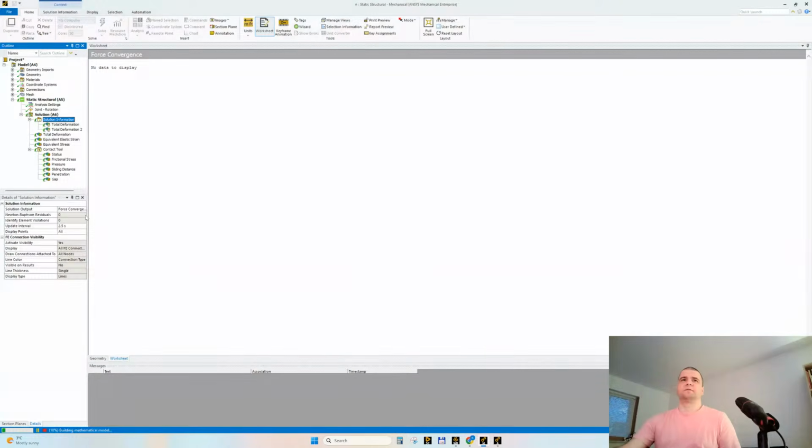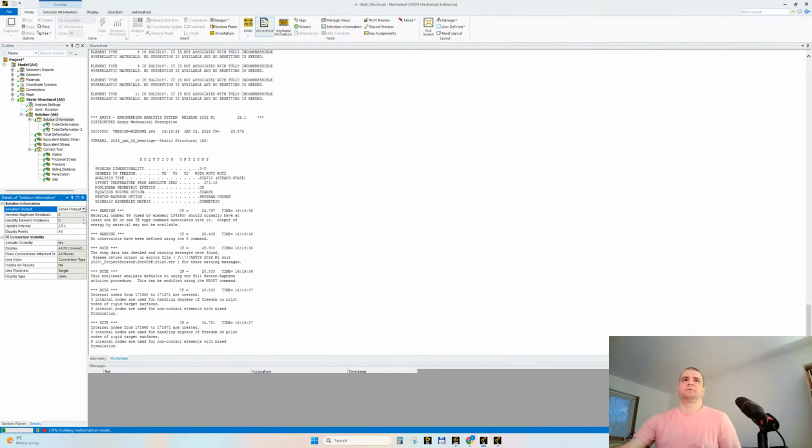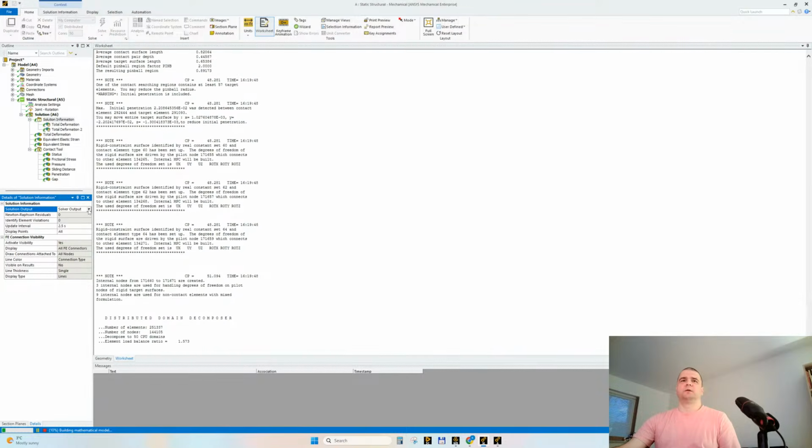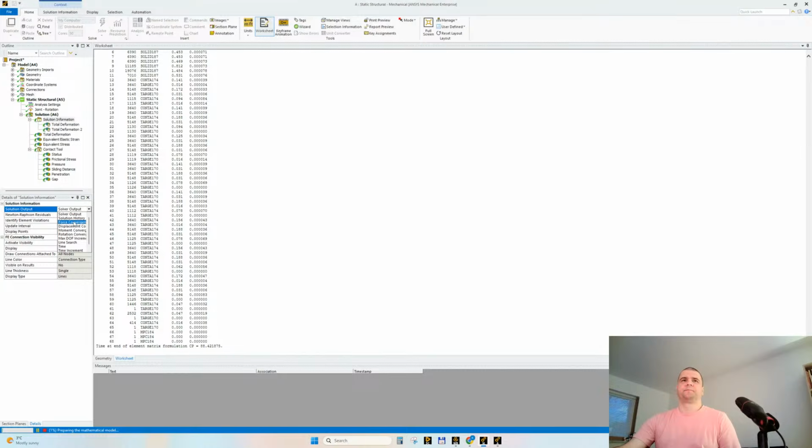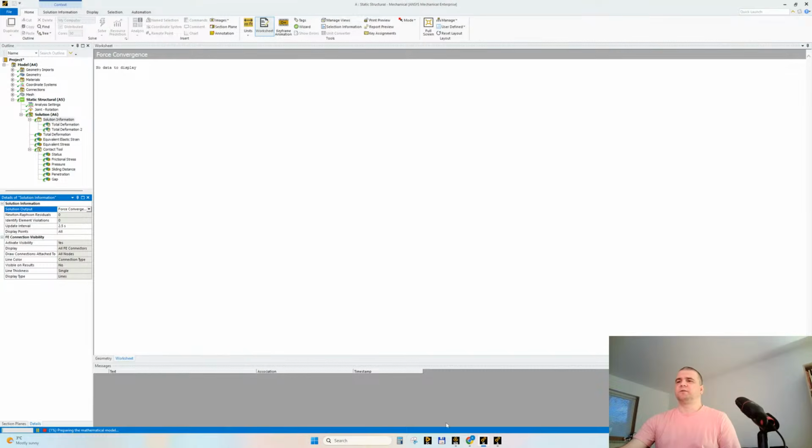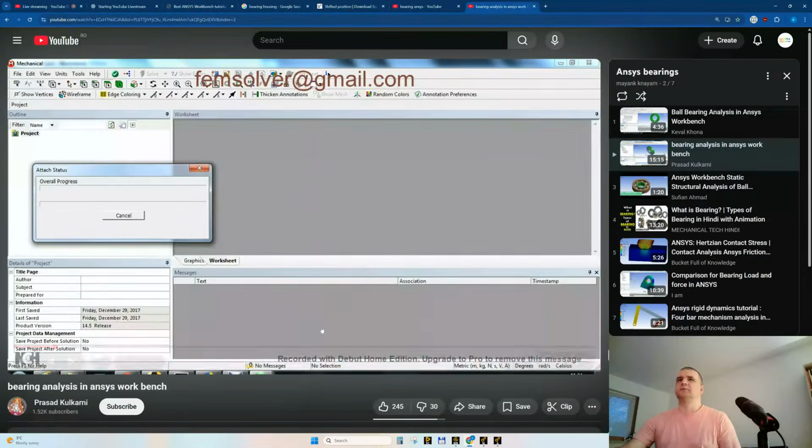I think it solves. Solver output, yes, we have the live log, distributed domain decomposer. First convergence. Okay, I am confident it will work.